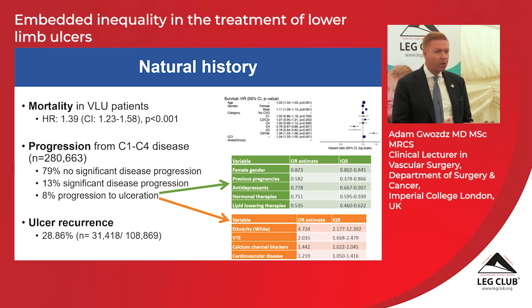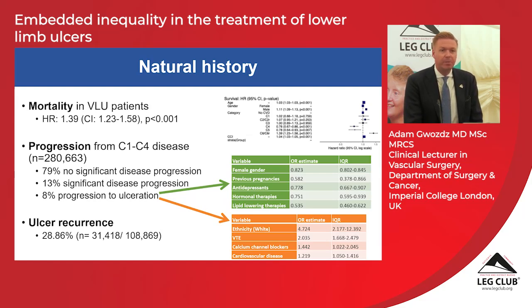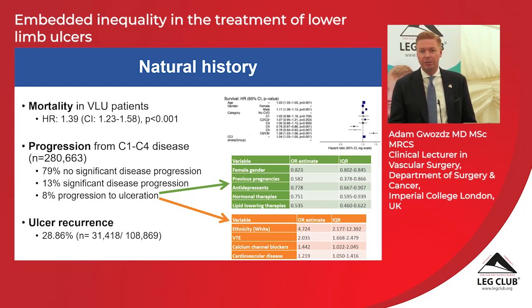Now, from the cohort of data that we had, which was the 280,000 from that group of 7 to 8 million with research quality data, we saw 79% had no significant disease progression, which was interesting. 13% had significant disease progression, and that's classified as a change in CEAP classification of 1. And 8% progressed to ulceration.